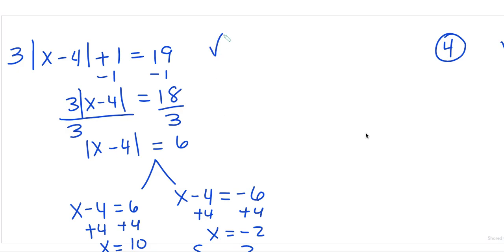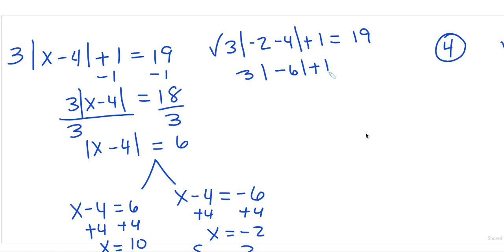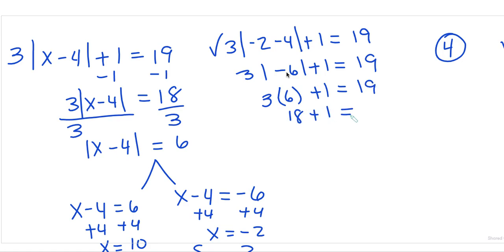So we're going to check 3 times the absolute value of negative 2 minus 4, absolute value, plus 1, and we're going to see if that equals 19. So 3 times the absolute value of negative 6 plus 1 is equal to 19. Absolute value of negative 6 is positive 6, so 3 times 6 plus 1 equals 19. 18 plus 1 equals 19. 19 equals 19. So we know that negative 2 works.